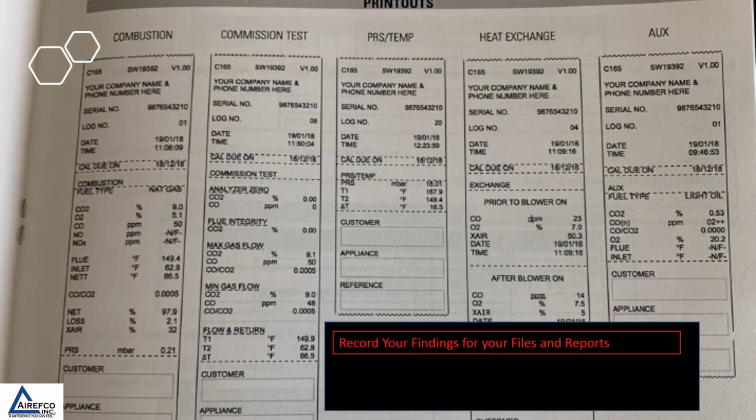Most of your combustion analyzers will print out a test report, and it is very important that you record your findings and keep them for your files and your reports in case there are any problems down the road. It is a good idea to cover yourself in this manner for any liability issues that may arise from a leaking heat exchanger or high CO parts per million in a dwelling.